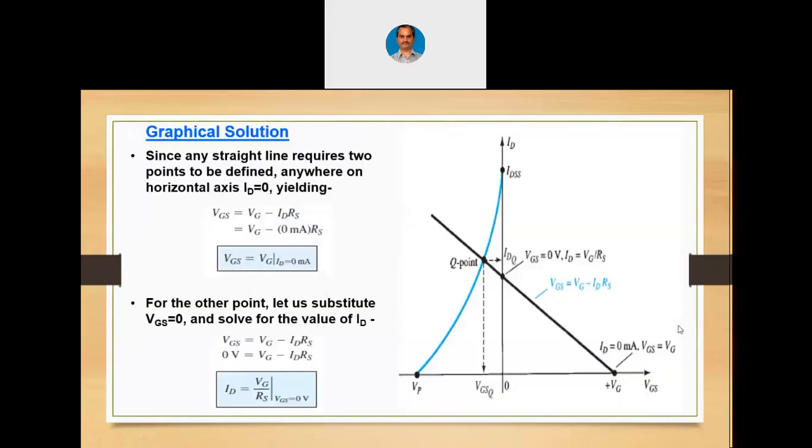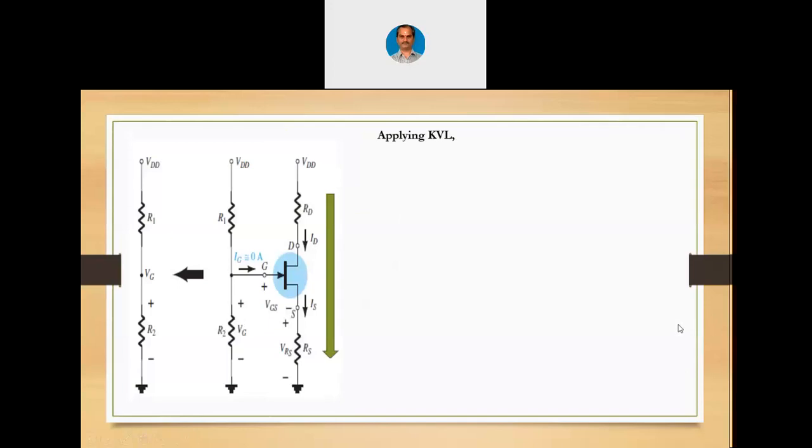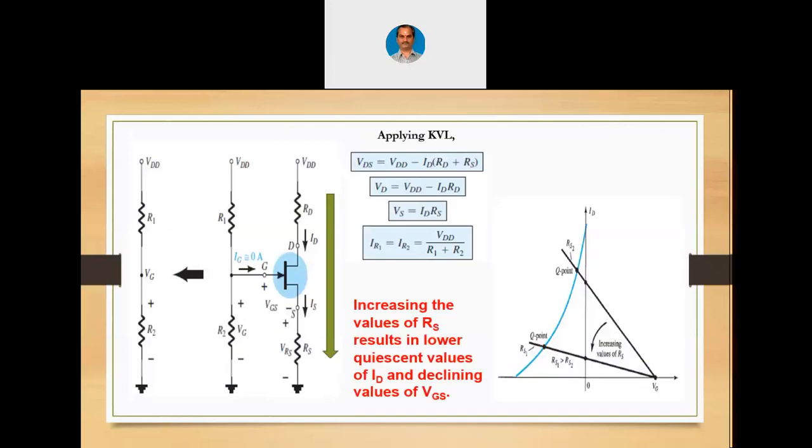Okay, let me continue now. That is where we have to choose the value of Rs wisely, in the sense the Q point should not shift towards the ohmic region and the Q point should not shift towards the cutoff region. As much as possible, the Q point must be at the middle of the saturation region. That is the idea here. Okay. Now let me proceed further.